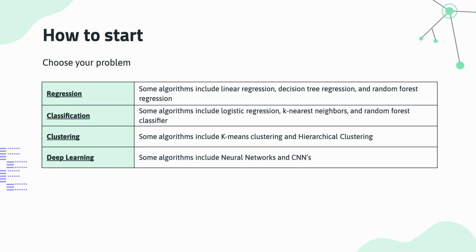Some algorithms for classification include logistic regression, k-nearest neighbors, and random forest classifier. For clustering, some algorithms include k-means clustering and hierarchical clustering. And then for deep learning, you can use neural networks, CNNs, Keras sequential models. There's a lot to look at, and these are just some to start. You can always look up these and see if they fit your data well, but then you can also look up more.